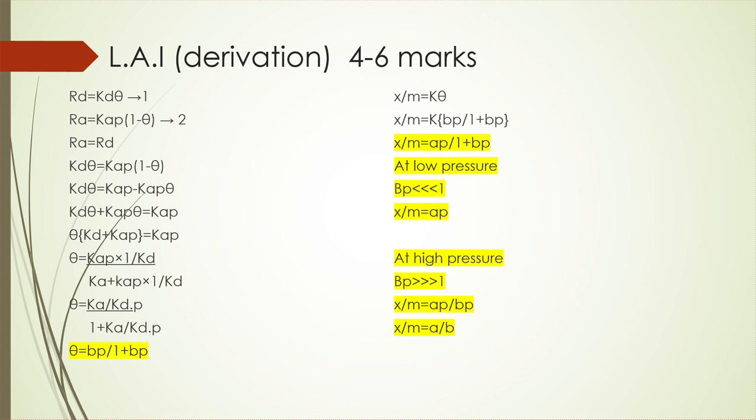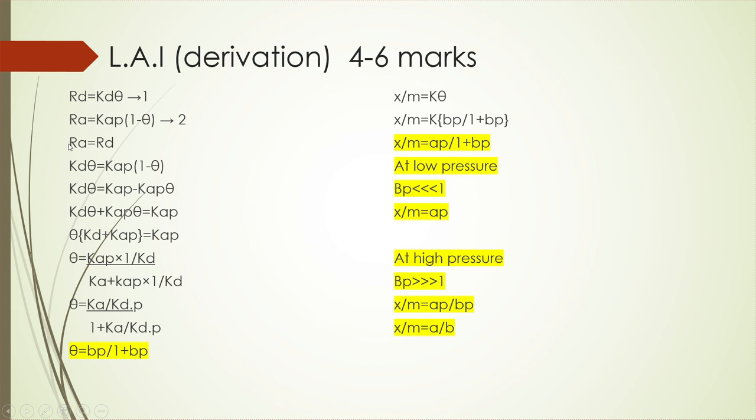Next, the fraction of surface available for adsorption is 1 minus theta. The fraction of surface not occupied, that is, the rate of adsorption of a molecule on the surface, is directly proportional to the pressure of the gas and the fraction of surface available for adsorption. That is, RA is directly proportional to P into 1 minus theta. Next, RA equals Ka P into 1 minus theta. This is equation number 2. Ka is a proportionality constant.